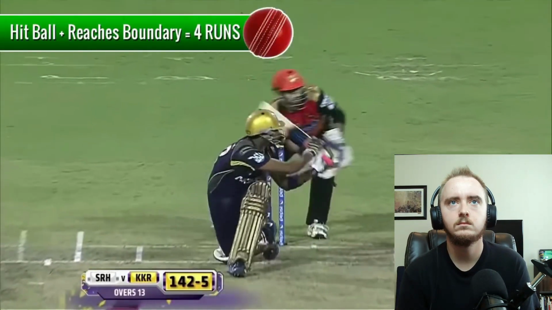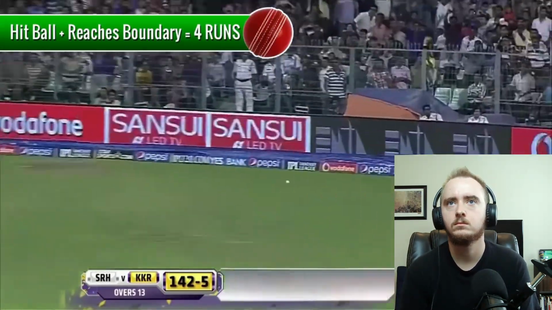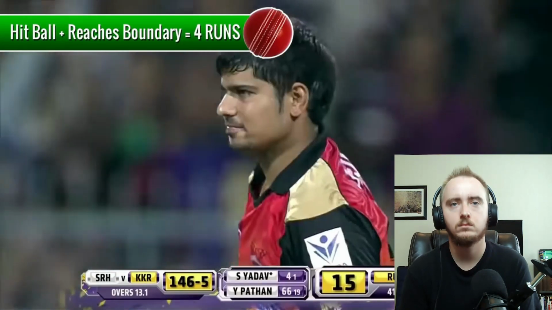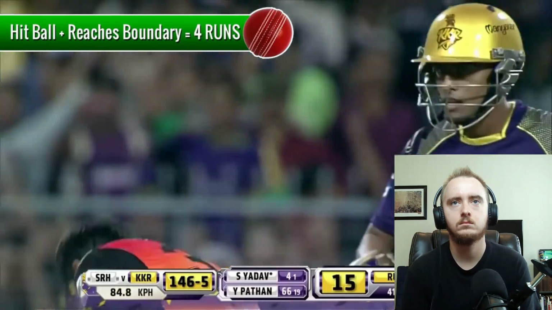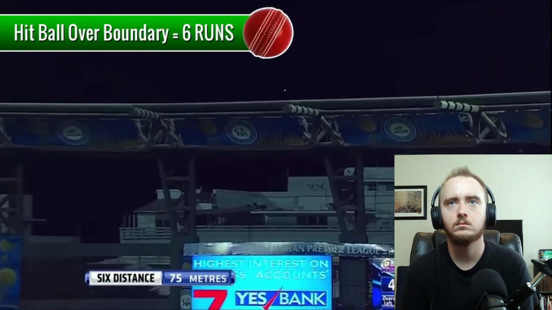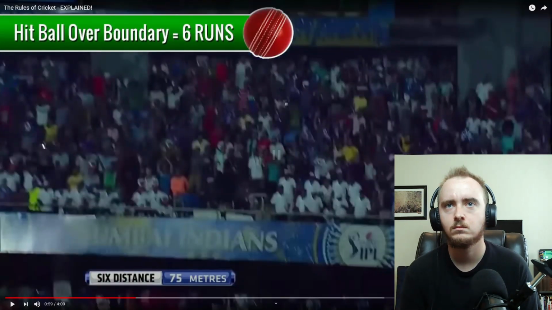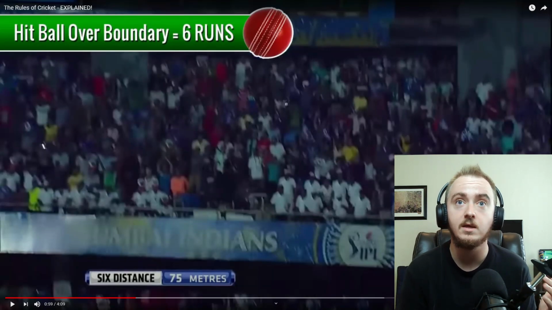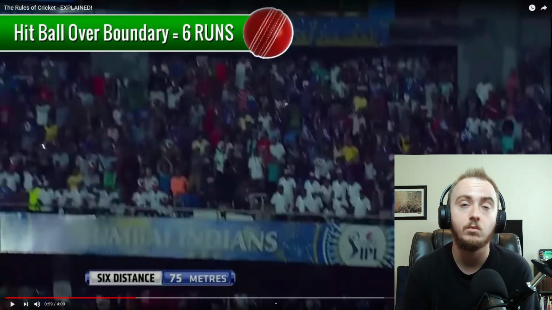If the batsman hits the ball along the floor and it reaches the boundary, this scores 4 runs automatically without the batsman having to run. And if the batsman hits the ball in the air and it goes over the boundary, this scores 6 automatic runs.